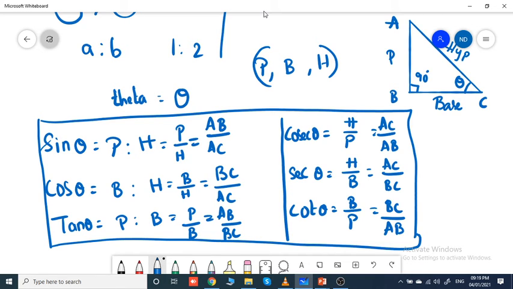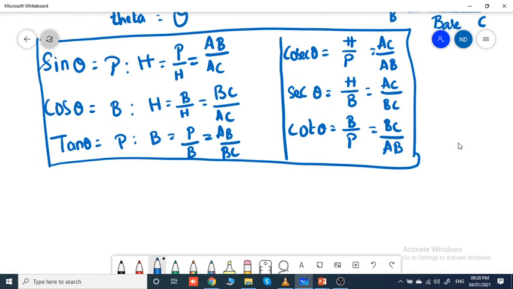First one is sine theta, and second one is cos theta, third one is tan theta, also called tangent theta. This is sin theta, this is cosine theta, this is tangent theta, this is cosecant theta, this is secant theta, and this is cotangent theta. Okay, so these are the six main important trigonometric ratios.